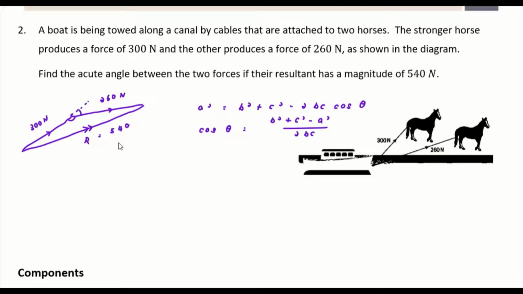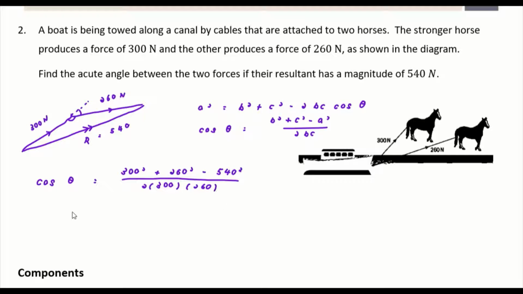And a should be the side opposite your theta, so in this case it will be 540. So cos theta will be equal to 300 square plus 260 square minus 540 square, divided by 2bc.